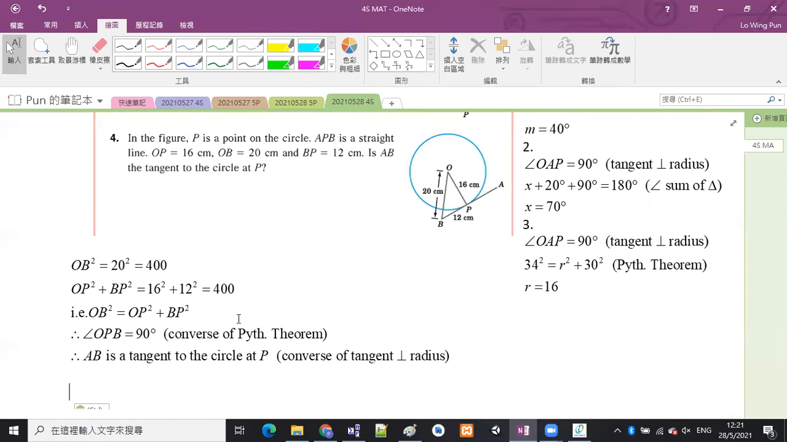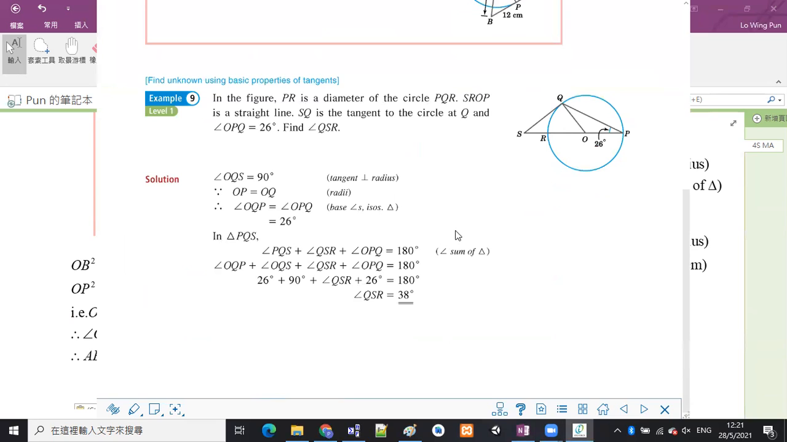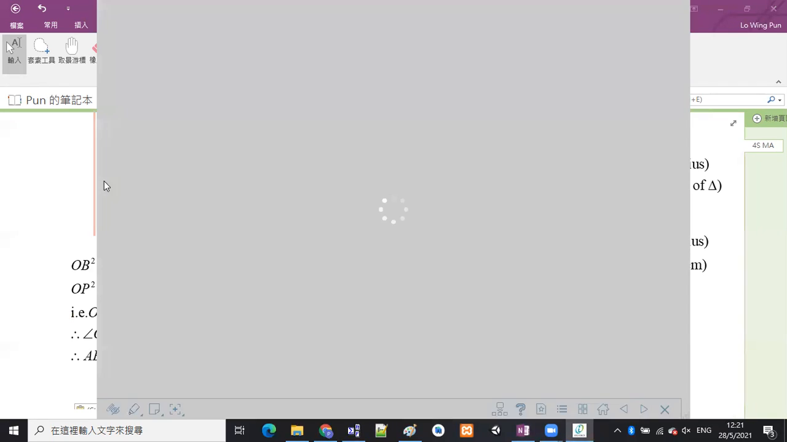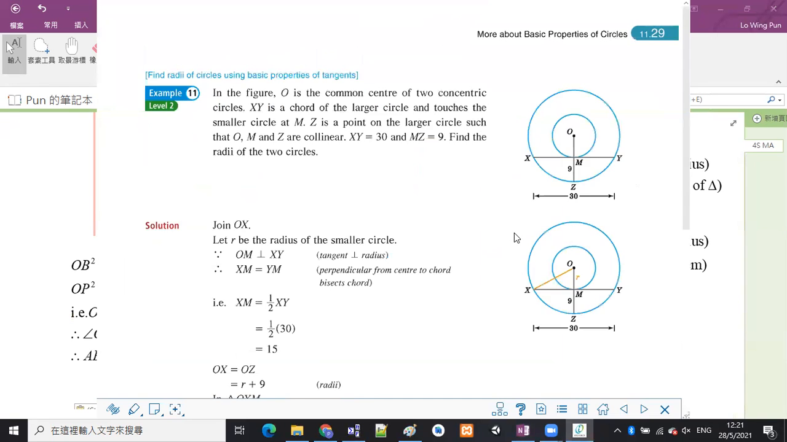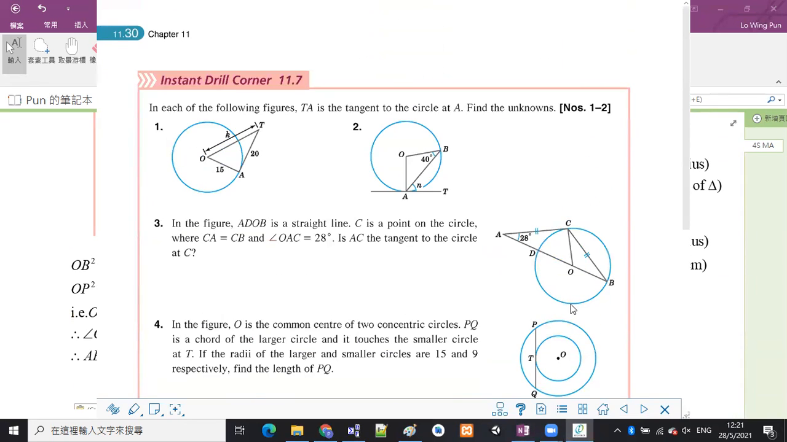Okay, now, and again, I would like to skip the examples here, okay. Let's do the instant drill number 9, number 10. Number 11.